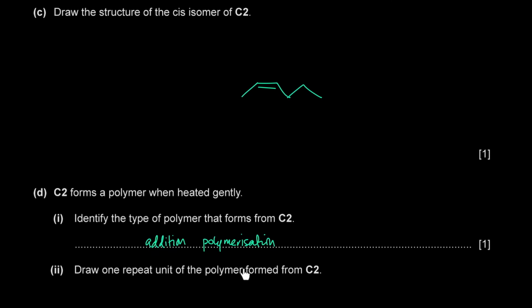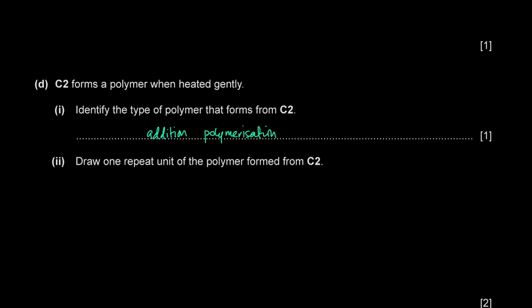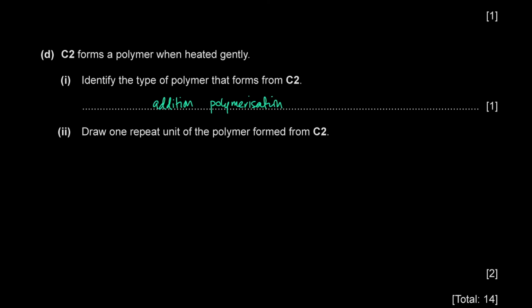Draw one repeat unit of the polymer formed from C2. C2 was trans hex-2-ene. It doesn't matter if it's trans or cis hex-2-ene, we get the same polymer, right? So this was C2, trans hex-2-ene.